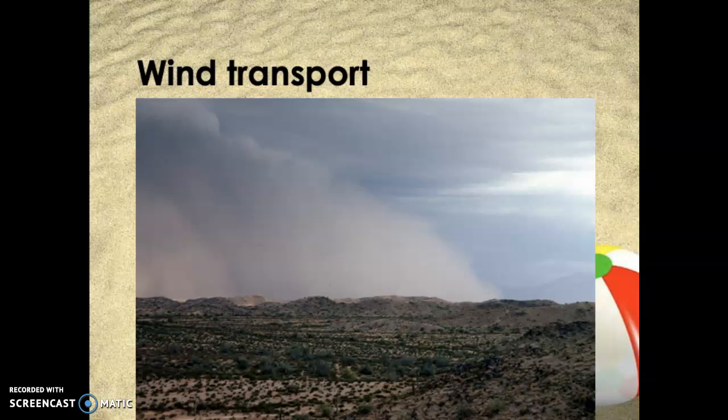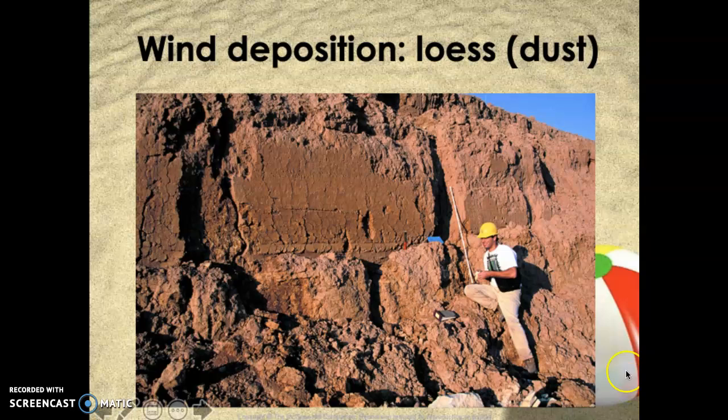So once dust gets picked up, it can move great distances. And so that ability of the wind to move its suspended load is just really amazing. It's remarkable. So we're talking thousands, and in some cases tens of thousands of miles that the dust can be moved. What does it look like when it settles out? It looks like this. So this is a wind deposit of dust. We call it loess. That's a German word.